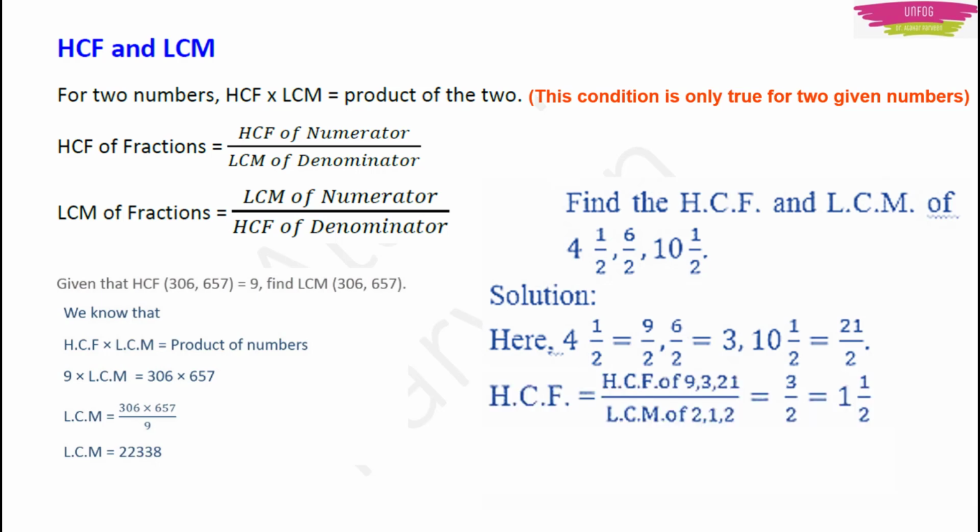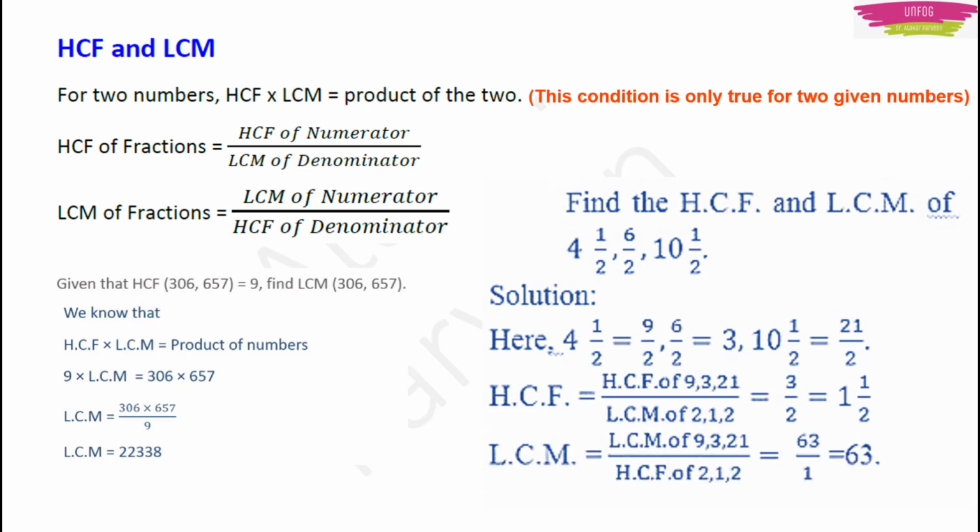Then you find the HCF. HCF of fractions is equal to HCF of numerator. What all numbers are there in the numerator after converting into improper fractions? 9 is there, 3 is there, and 21 is there. And in denominator we have 2, 1, 2. So that you can write here. This will give you HCF.